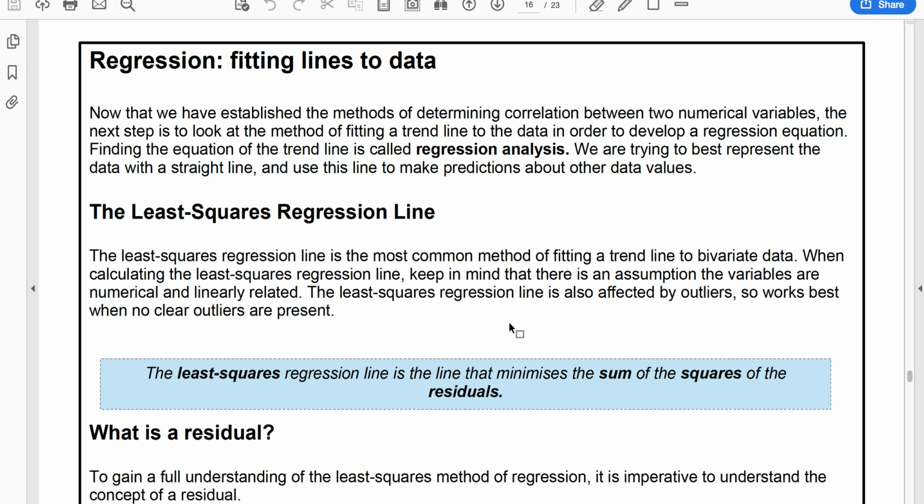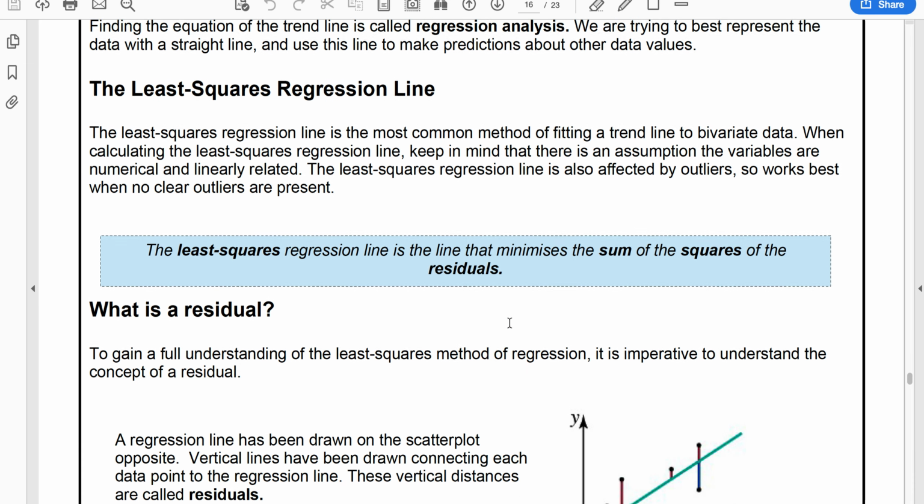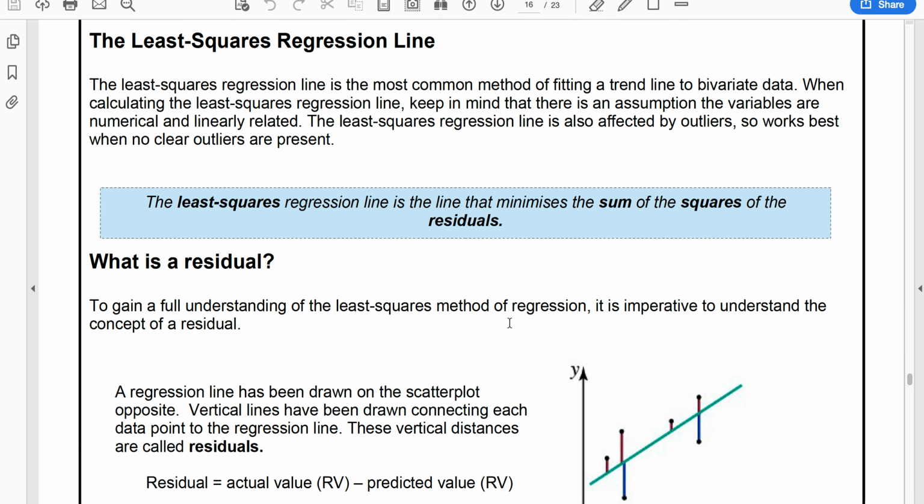So we're going to put a line on that data. We're going to develop an equation of that line. And don't panic because our calculator will do that for us. And then once we've got that equation, then we'll be able to make predictions, and we'll do that in a later lesson. Today, all we want to do is look at how we get that line onto the data. So we're going to be using this particular method, the least squares regression line.